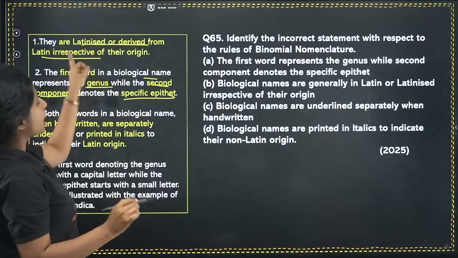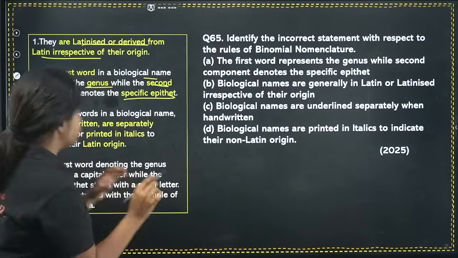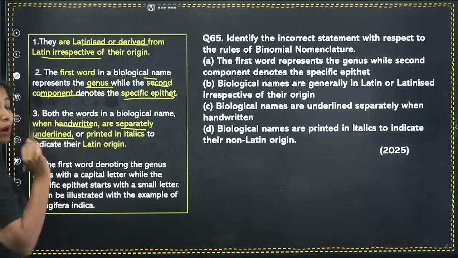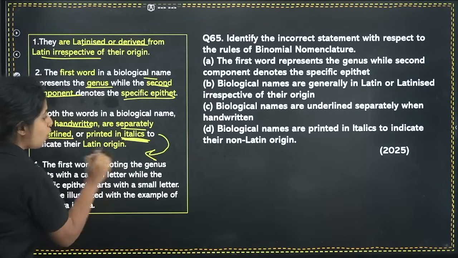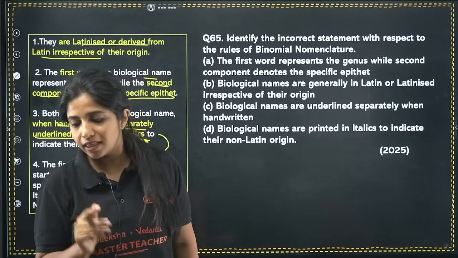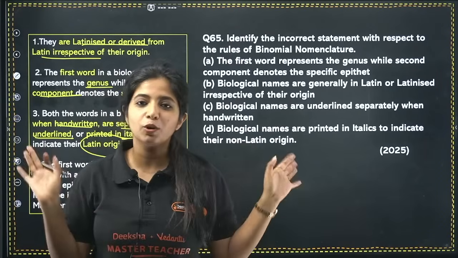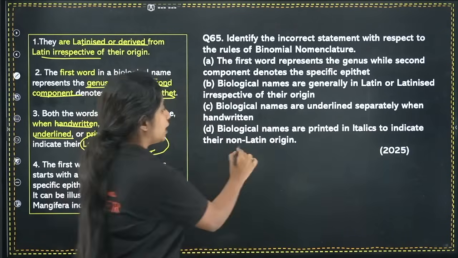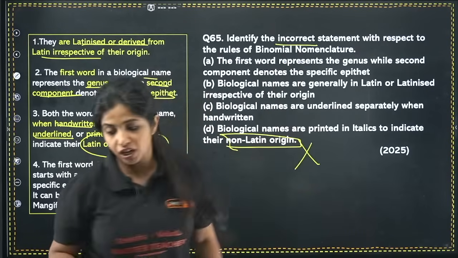So Latinized or derived from Latin irrespective of their origin. And when you are writing it, you underline it. Whenever it is handwritten, you keep the genus name and the specific name separately, and you underline it. If you're printing it, you print it in italics, and that is to indicate what? That they have a Latin origin, not a non-Latin origin. So please understand, this is a very, very important question. A question came in 2025 itself. If you're lucky, you can get one more question on binomial nomenclature. So biological names are printed in italics to indicate their non-Latin origin will be a wrong statement, because this is to indicate their Latin origin, and that is the incorrect statement over here.